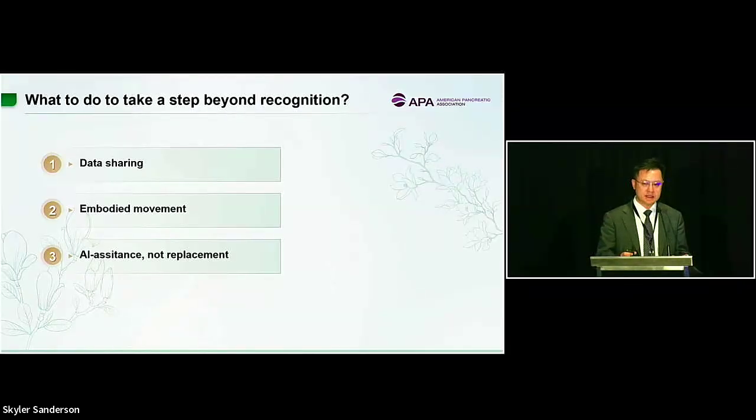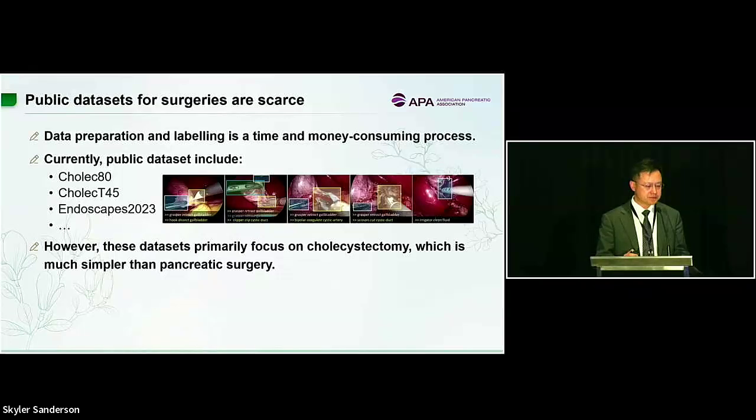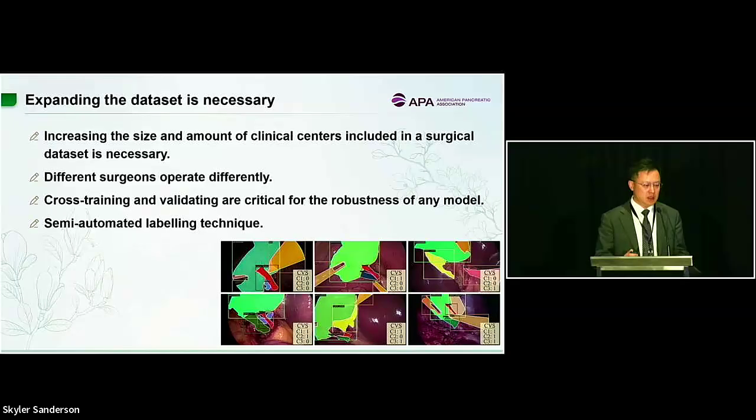So that is recognition of basic elements and also phase recognition. But we should take a step beyond recognition, I think, with these 3 things. The first one is data sharing. Data sharing, data preparation, and labeling are very time-costly, hard work and a money-consuming process. But until now, only some very small databases are included, and all of them are only for cholecystectomy, not pancreas surgery. So I think it's necessary to expand the data set.